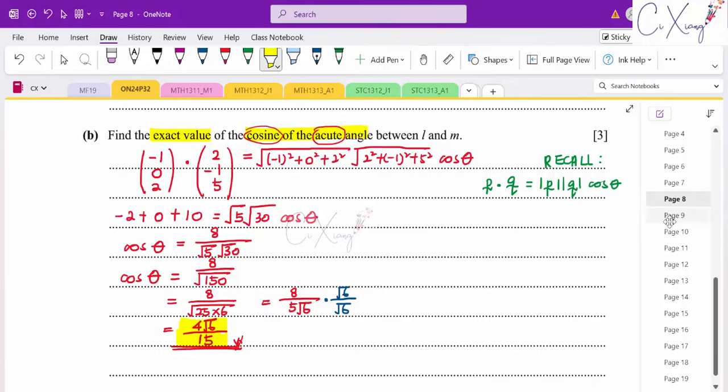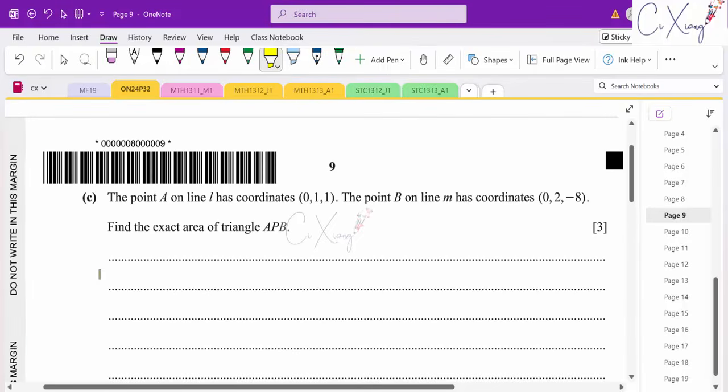Yeah. Then let's have a look at question number C, part C here. The point A lies on L and has this coordinate. Point B lies on M and has this coordinate. So they want to find the exact area of triangle APB.